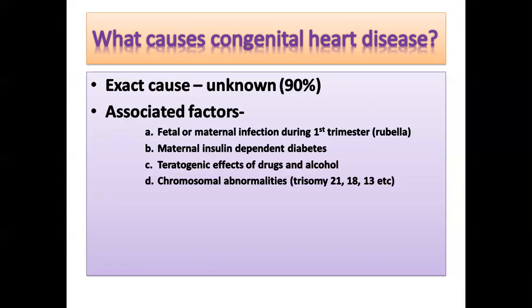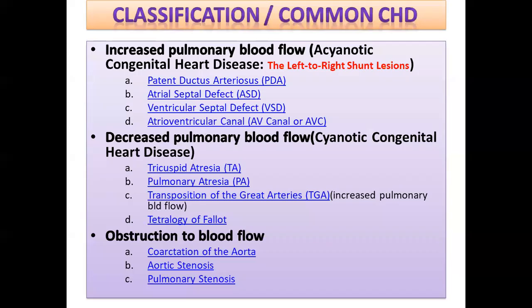So due to that, cardiovascular problems, and not only cardiovascular, other defects along with them, will also be present. Moving on to the classification of common congenital heart defects. In this classification, I have divided them into three categories. First, increased pulmonary blood flow, which we can also call acyanotic congenital heart disease. Second, decreased pulmonary blood flow, which we can also call cyanotic congenital heart defects. The next is obstruction to blood flow.